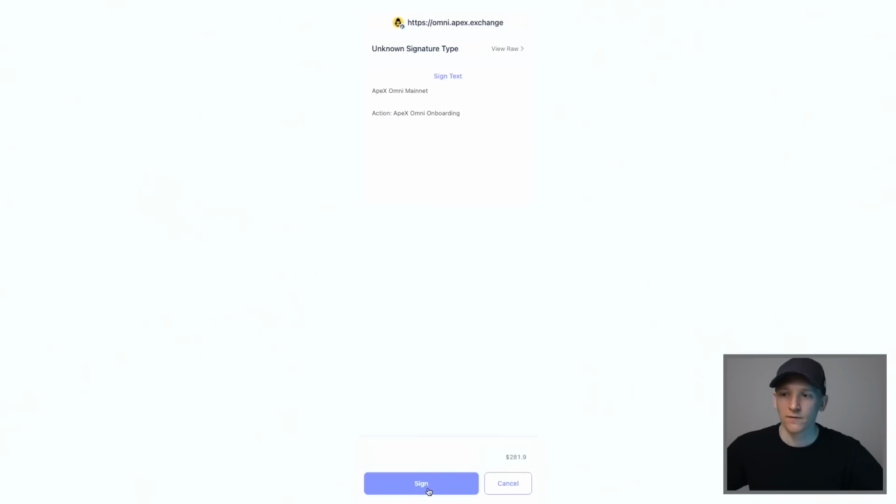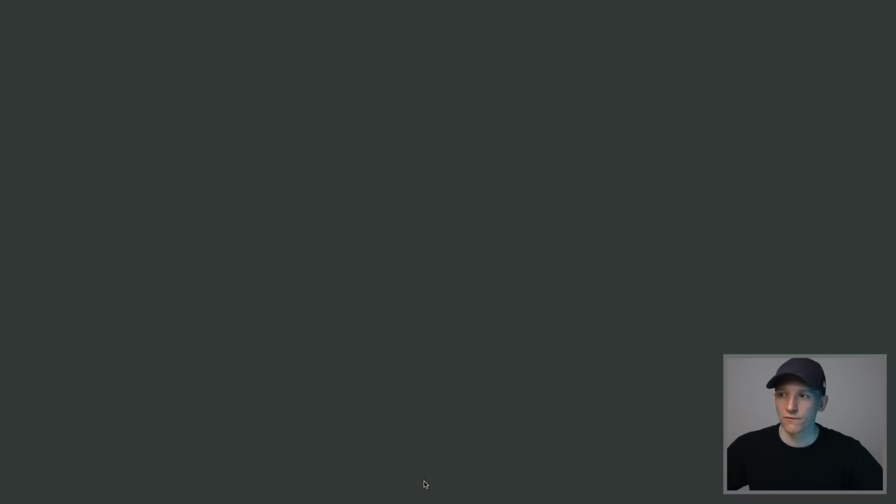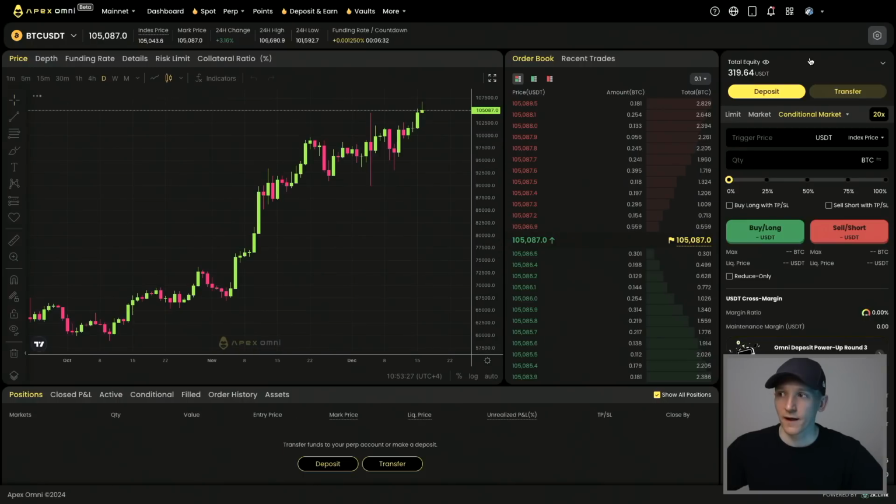You can see that here. This is no money or anything. There's no gas fees or anything. I'm just going to press sign, confirm, and that signs me into the DEX. Now I can trade on here. Now what we want to do is deposit some funds into the DEX. You see I've got some already.